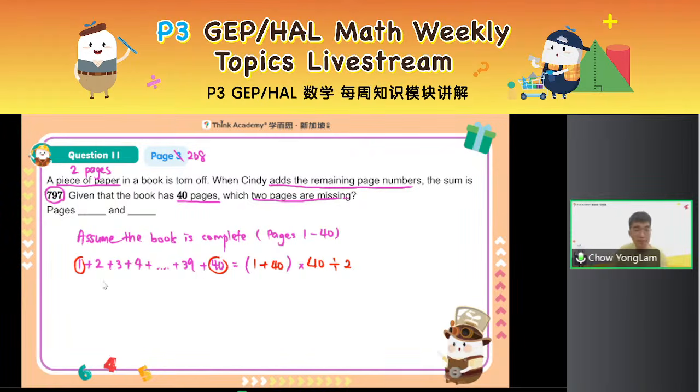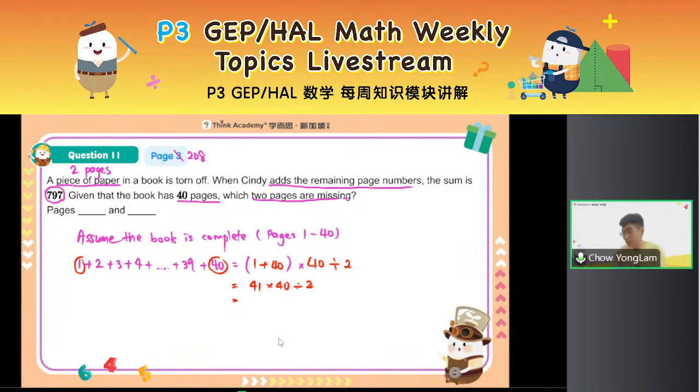Or you can use your rainbow method, right? 1 plus 40 is 41. 2 plus 39 is 41, right? How many pairs are there? It should give you the same answer. So upon calculation, 41 times 40 divided by 2. What's the result of your calculation?